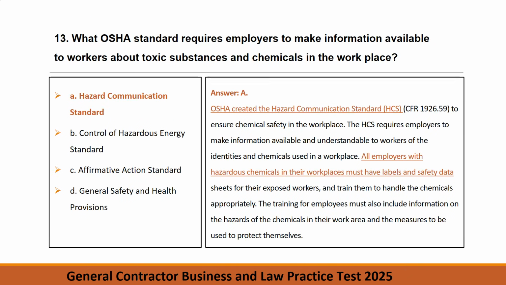Answer A. OSHA created the Hazard Communication Standard, HCS, CFR 1926.59, to ensure chemical safety in the workplace. The HCS requires employers to make information available and understandable to workers of the identities and chemicals used in a workplace. All employers with hazardous chemicals in their workplaces must have labels and safety data sheets for their exposed workers, and train them to handle the chemicals appropriately. The training for employees must also include information on the hazards of the chemicals in their work area and the measures to be used to protect themselves.